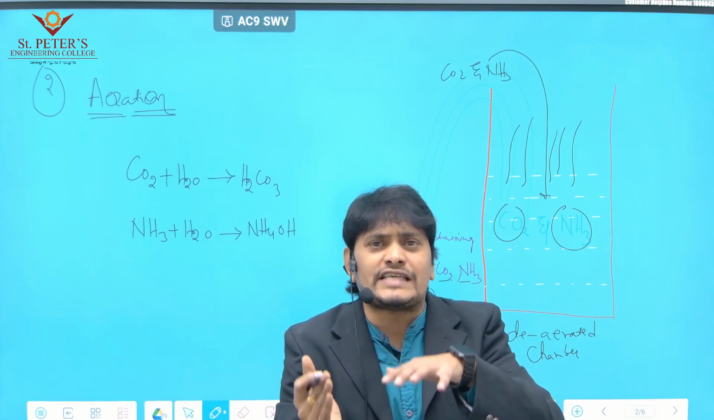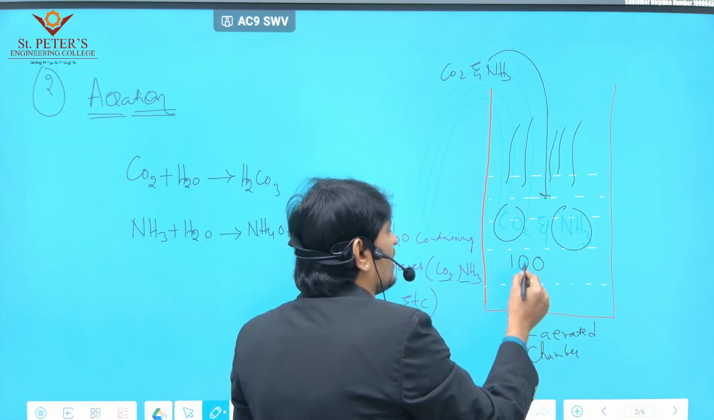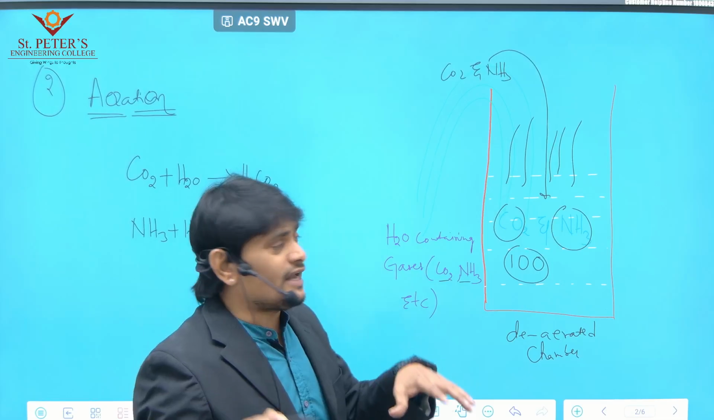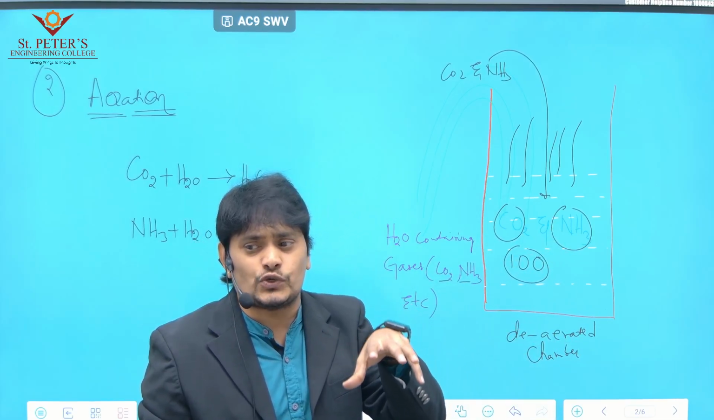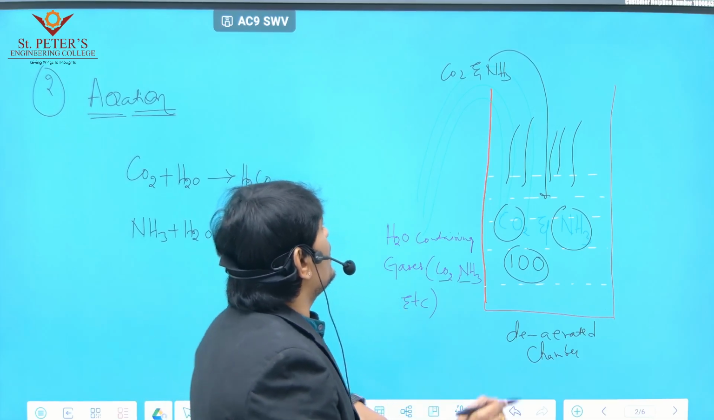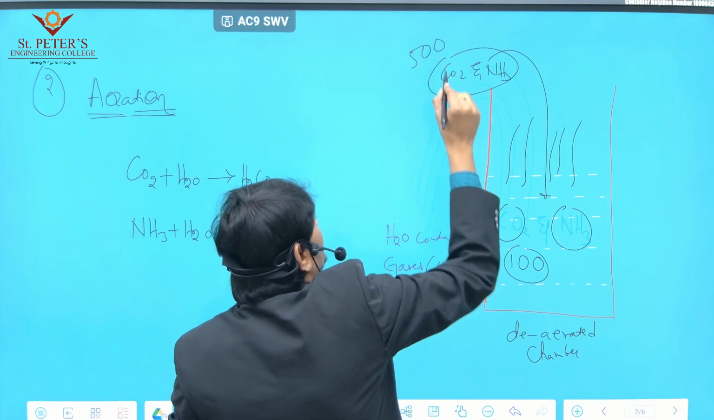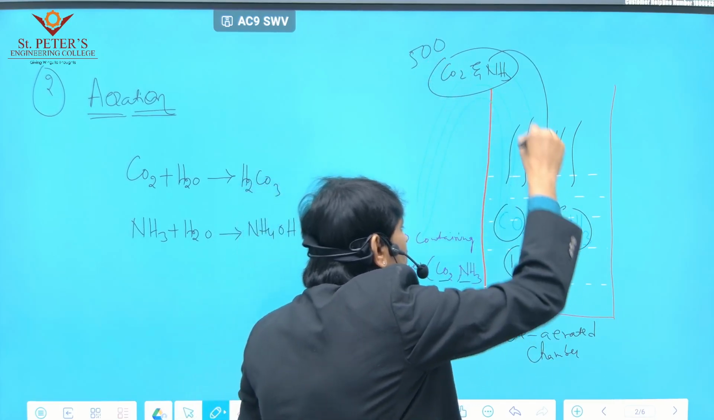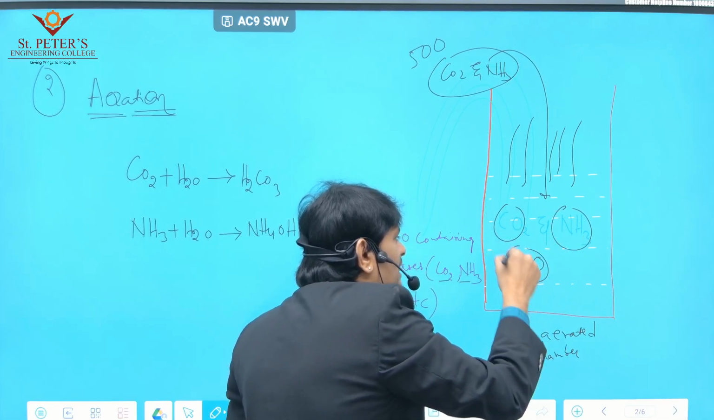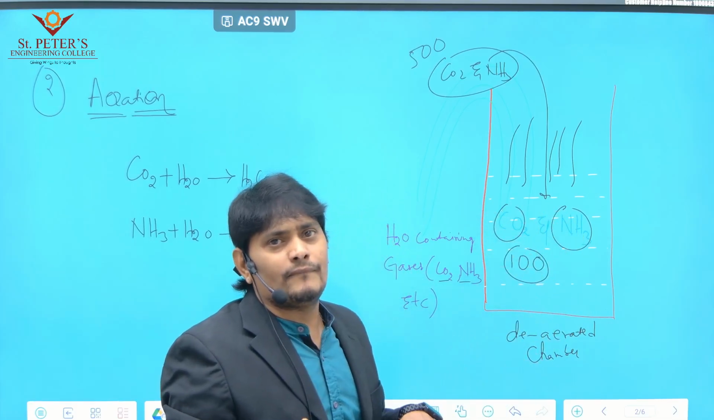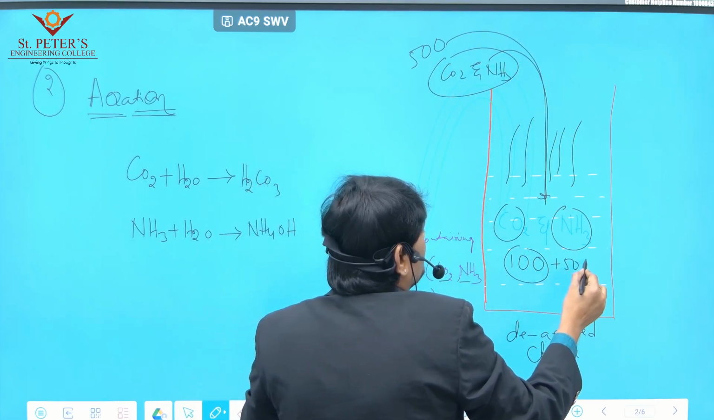The similar thing is happening here. Let us say that in the water, 100 carbon dioxide and 100 ammonia are present, just like the 100-member classroom. Now we are passing carbon dioxide and ammonia. Let us say that we are passing 500 carbon dioxide and ammonia into the water containing 100 carbon dioxide and ammonia, but the capacity of this is only 100. Now whenever we are passing 500 into it, totally it becomes 600.